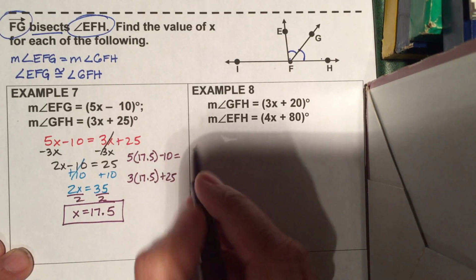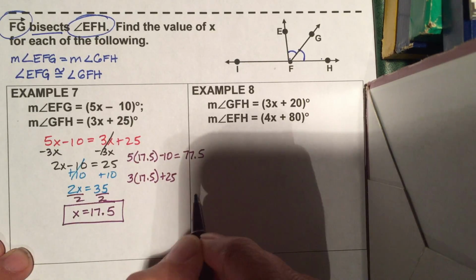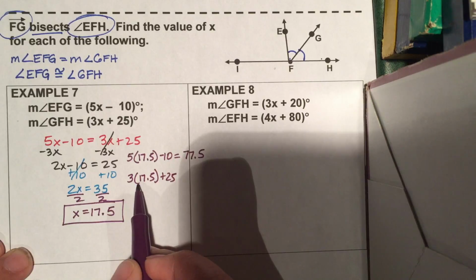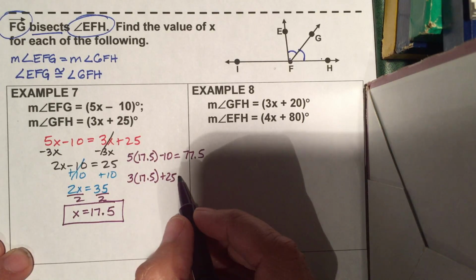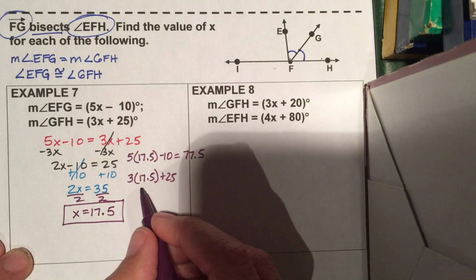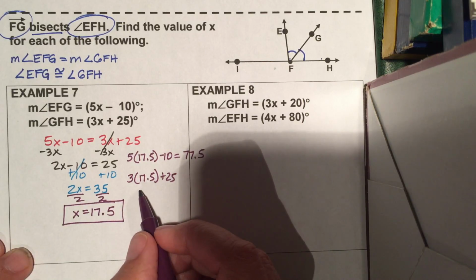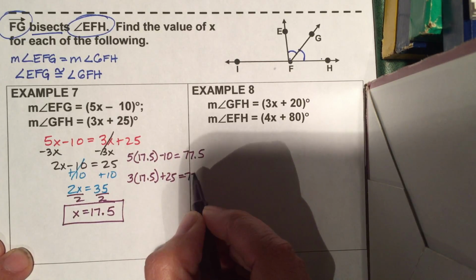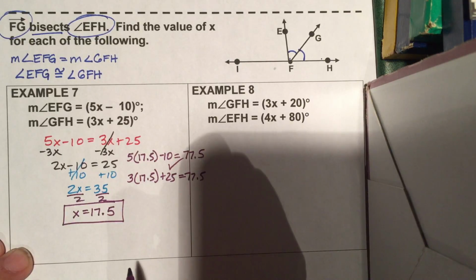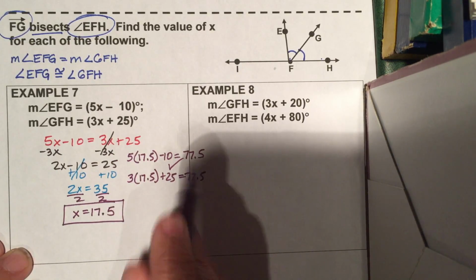We have 87.5 minus 10, which is 77.5. And then we have 3 times 17.5. Sorry, I apologize. 3 times 17 is 51, so 52.5 plus 25 equals 77.5. Check. We got it right. So I found the answer, plugged in to make sure the angles are equal.